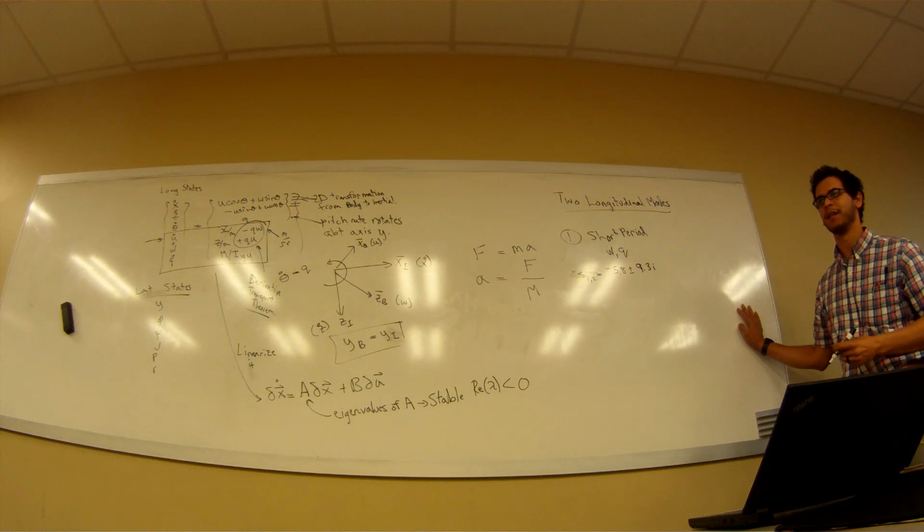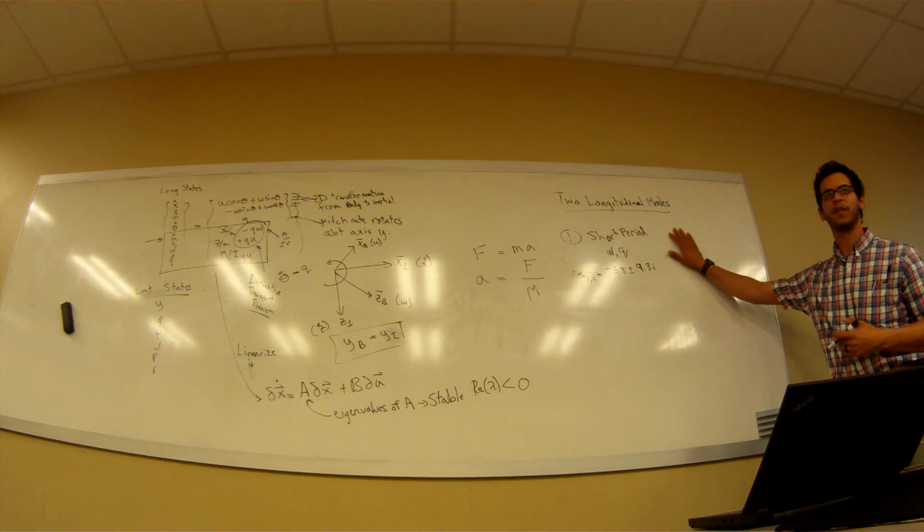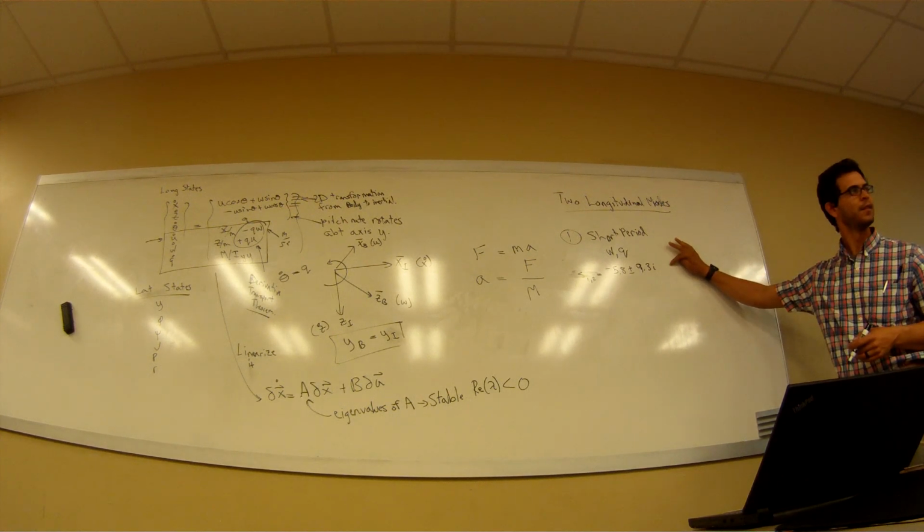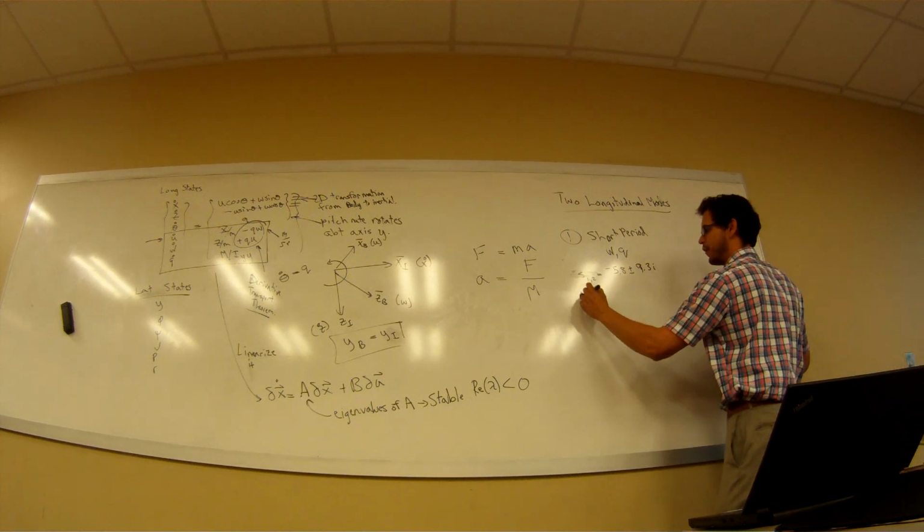Negative 5.8 plus or minus 9.3-ish, right? So the short period mode for that RC aircraft that we did was this. What was the natural frequency? How do you find it?